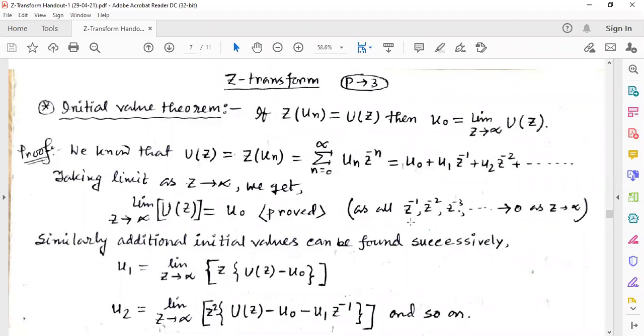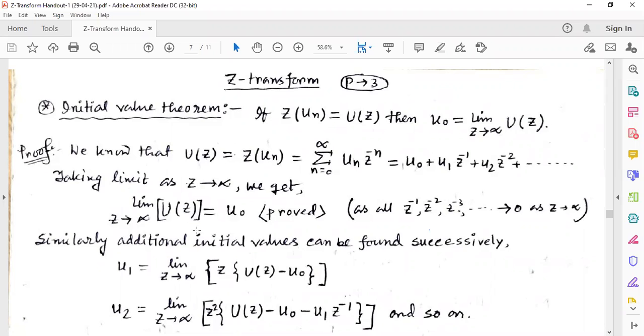Z to the power minus 1 means 1 by z. If z tends to infinity, then it is 1 by infinity, and we assume that 1 by infinity is 0. Z to the power minus 2 means 1 by z square, putting z equal to infinity, then 1 upon infinity also tends to 0. Z to the power minus 3, all the negative powers of z go to 0. So only the first part will remain, that is u0. So this is the initial value theorem. From here we can say that u0 equals limit z tends to infinity U(z).